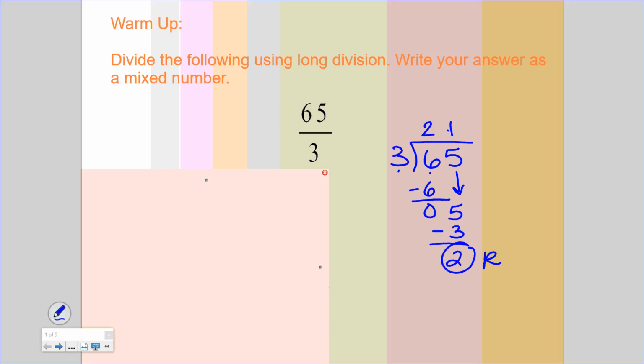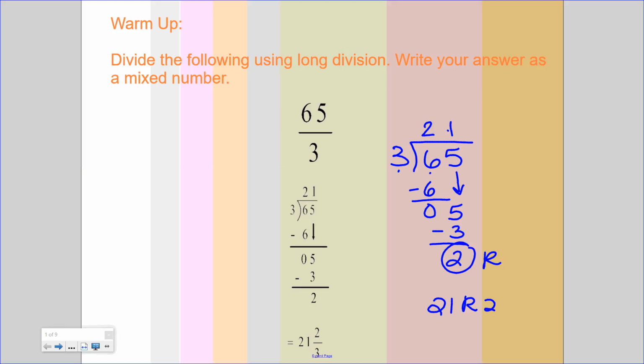So we would write this as 21 remainder 2, or 21 2/3. So I wanted you to review long division of just regular numbers first, because this is going to be very similar, the process at least, to how we divide polynomials using long division.